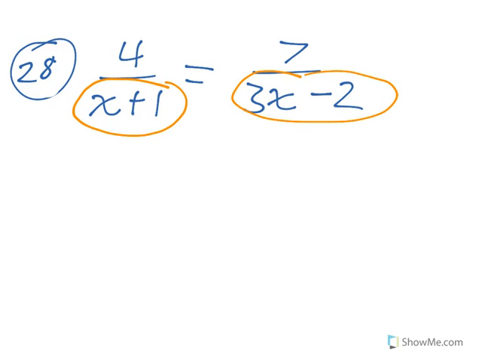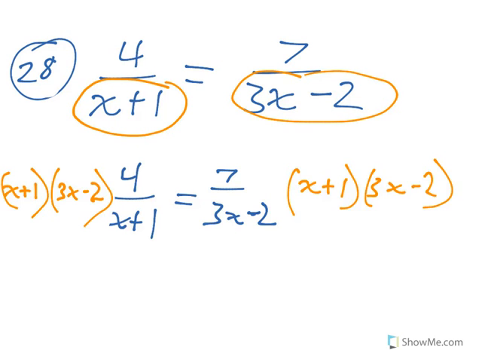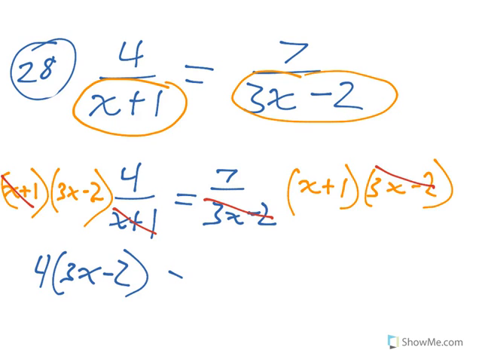This will look like this. Okay, so we've taken both the denominators and we're multiplying them into the fractions. So we see x plus 1 cancels out, and 3x minus 2 cancels out. So now that leaves us with 4 times (3x minus 2) equals 7 times (x plus 1).